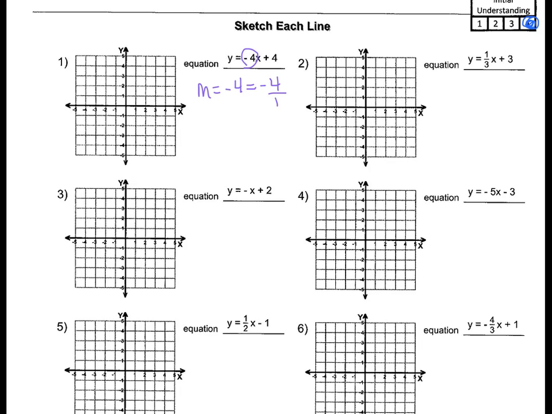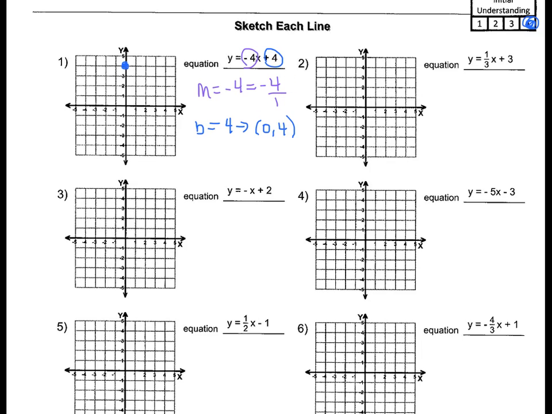Now let's identify our b. Our b is equal to +4. And our coordinate would be (0, 4). So now let's graph this line. (0, 4). You want to always graph your intercept first. And now we have to graph the next point using our rise over our run.